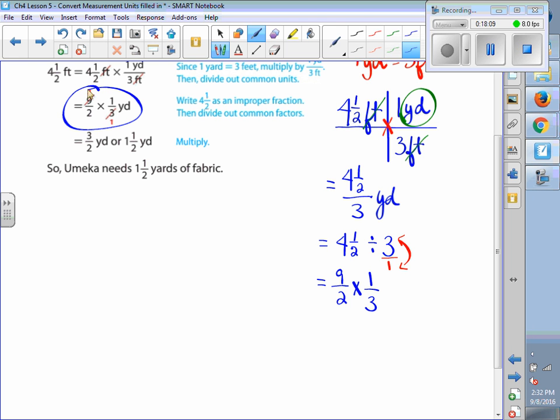The way I've done it with the table and the dimensional analysis, it tells you why you're doing that. Okay? So now, we're going to simplify before we multiply. And now we can multiply straight across. And our final answer is 3 over 2, which is equal to, and this is going to be yards, and when you do your division, it equals 1.5 yards of material.